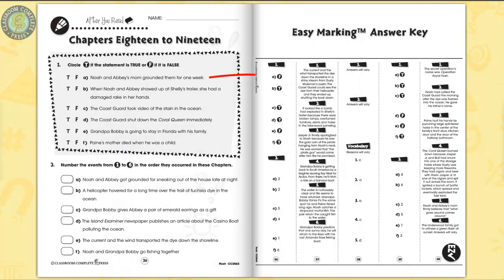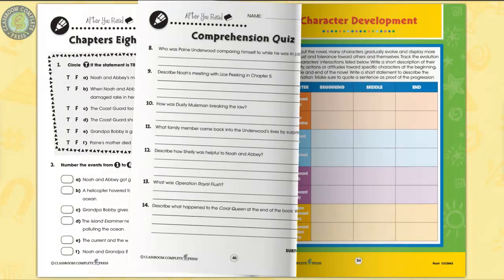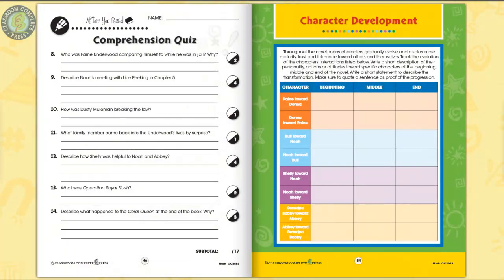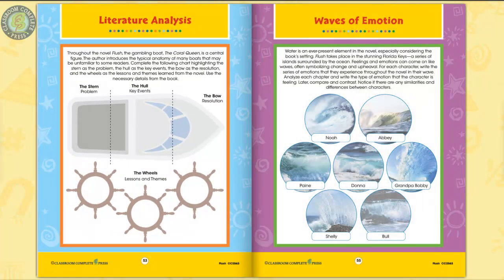The easy marking answer key works by lining up perfectly with the matching question pages. 3-color posters, which are graphic organizers, complete the resource. Complete a literature analysis of the problem, key events, resolution, lessons, and themes.